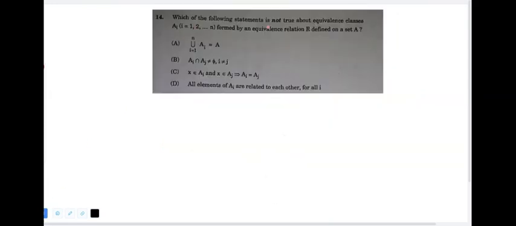Question number 14. Which of the following statements is not true about equivalence classes? For Ai, the given Ai is equal to, that is, i will be equal to 1, 2, all natural numbers up to n, forming an equivalence relation R defined on the set A. Option A: the union of Ai for i equals 1 to n is equal to A. So here it says that the union of all equivalence classes Ai covers the entire set A, therefore it is true.